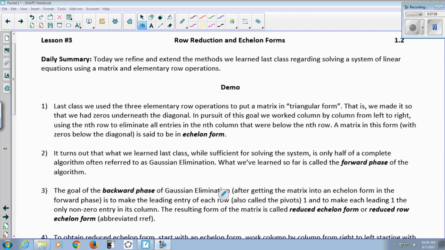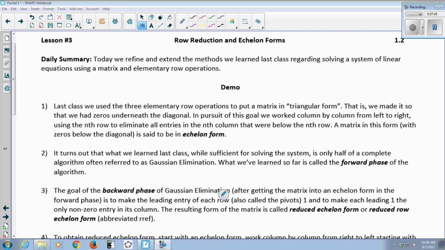All right, so today we're going to refine and extend the methods that we learned last class. Last class, we just had a very brief introduction to the row reduction algorithm. So we used 3 elementary row operations to put a matrix in triangular form. And triangular form meant there was like a triangle of zeros in the lower left underneath the diagonals. Okay, so to make that happen, we worked column by column from left to right. And you use the nth row to eliminate all entries in the nth column below the nth row.